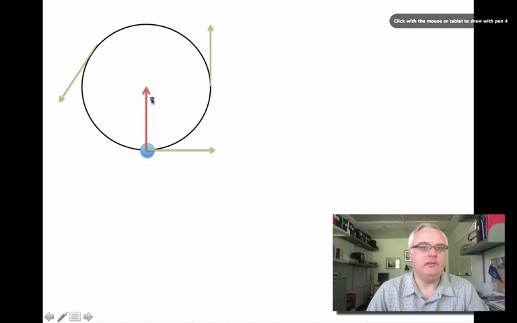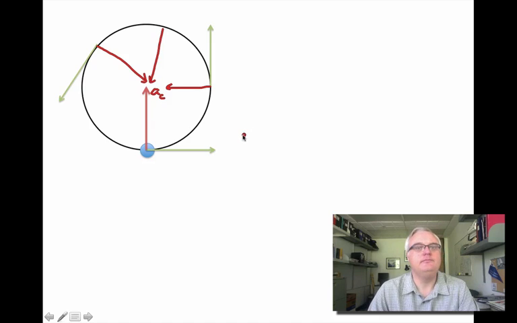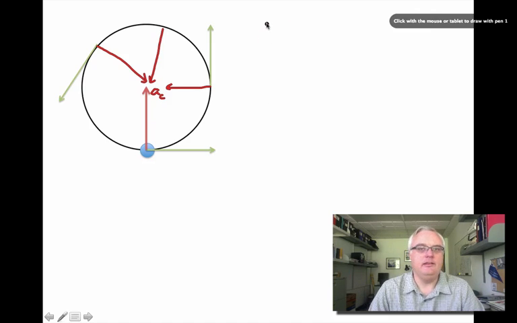So here's our acceleration towards the center of the circle. No matter, again, where you are in the circular path, that acceleration always points towards the center of the circle. If I was up here, it would still point in this direction. And that acceleration, like I said, a_c, centripetal acceleration, is v squared over r.